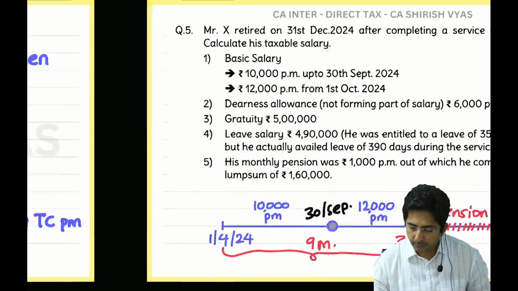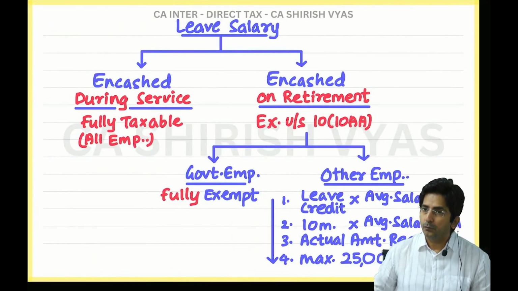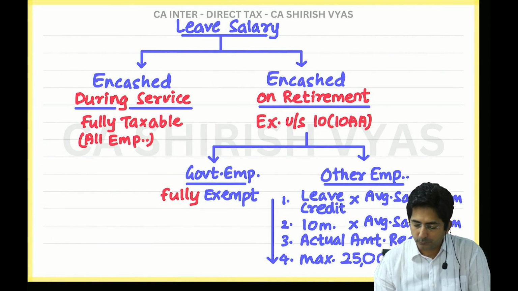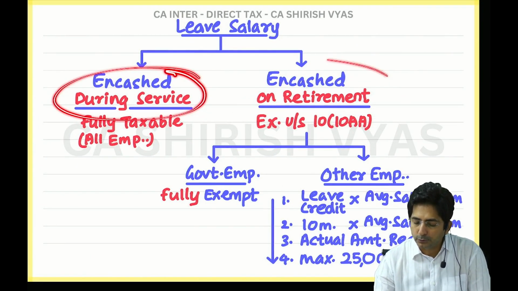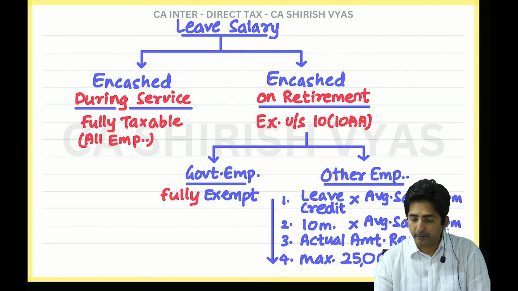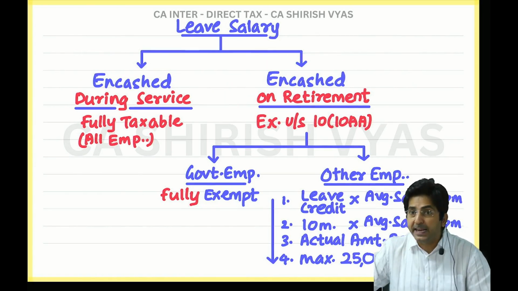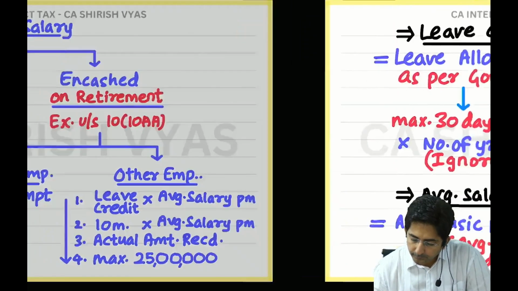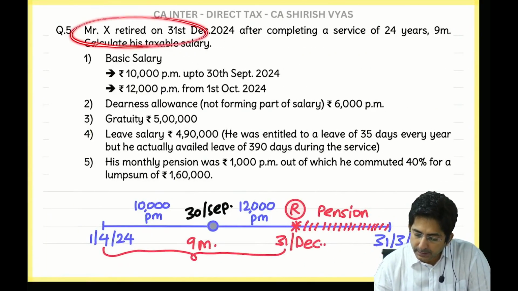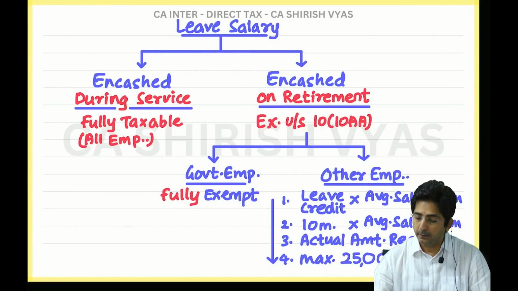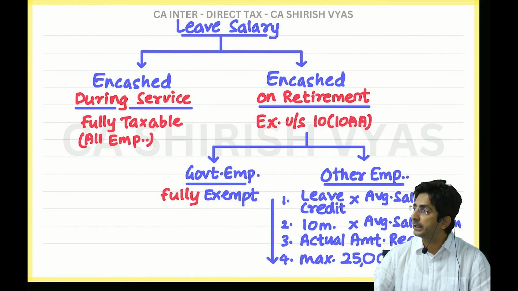Now wait. What is our theory? First you should check what? No, that is first you have to check this thing. Is it encashed during the service or retirement? Have the habit of checking it. It is on retirement. See, but you should check that, na? So see, how do I know it is on retirement? Because in the question employee is retired. So this is encashment at the time of retirement. So one thing is for sure, it is exempt under section 10 AA.